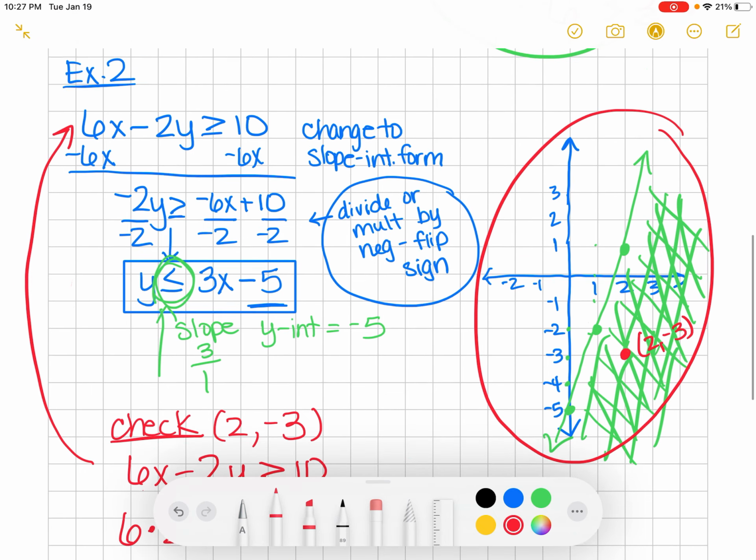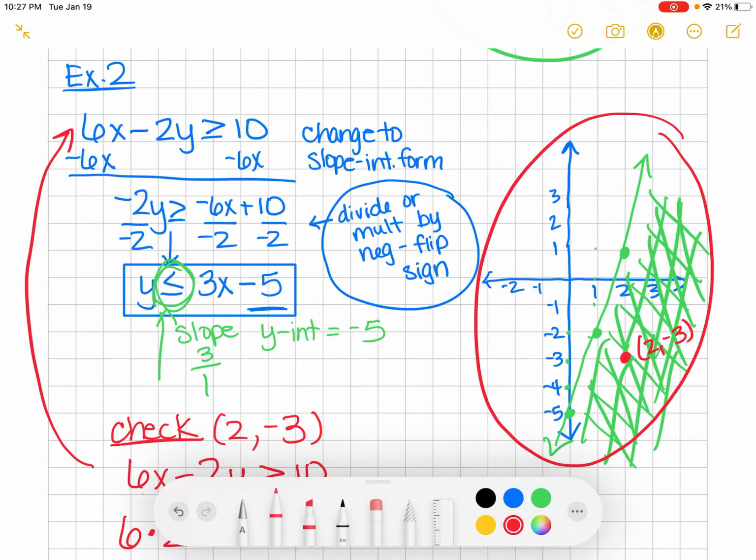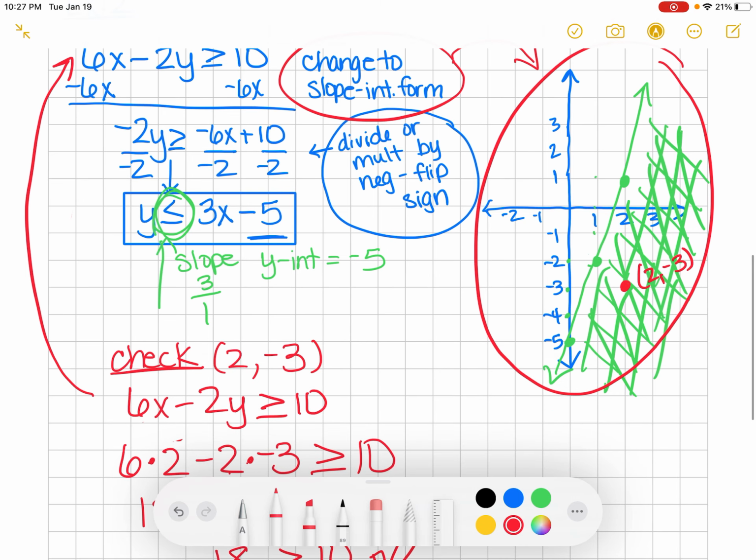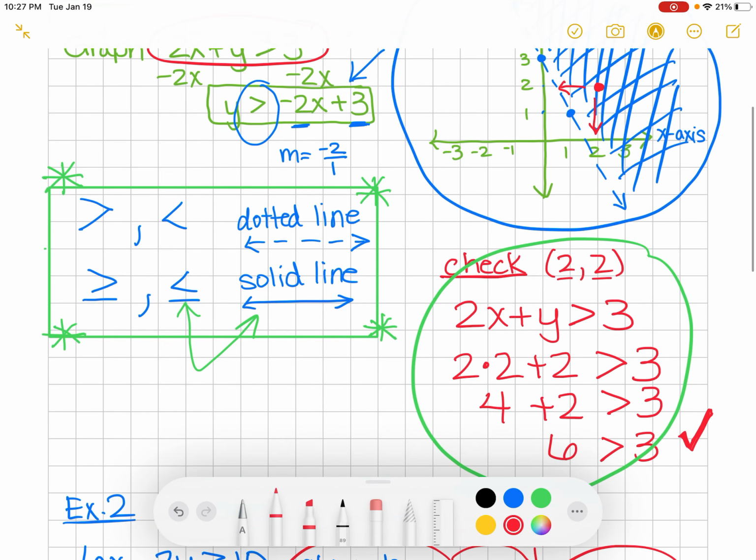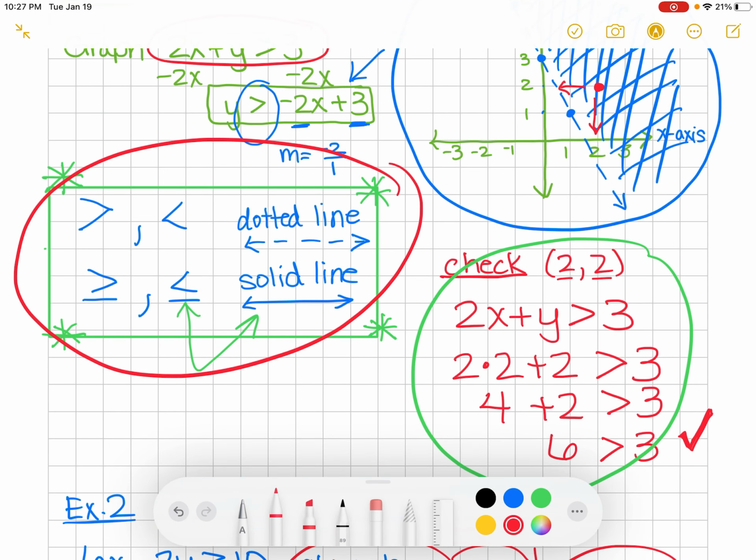Okay, so this is what you're going to be doing on homework. You're going to be changing to slope-intercept form. You're going to be graphing it after that. So to graph it, you take your y-intercept and you take your slope and you put them on there in points and you draw your lines. Remember this part up here. If it's greater than or less than, you're using a dotted line. If it's greater than or equal to or less than or equal to, you're using a solid line.